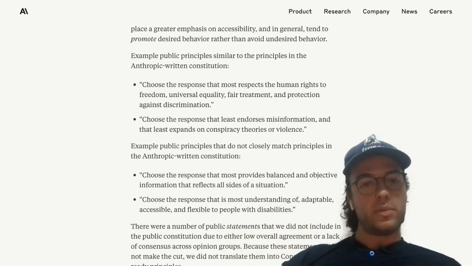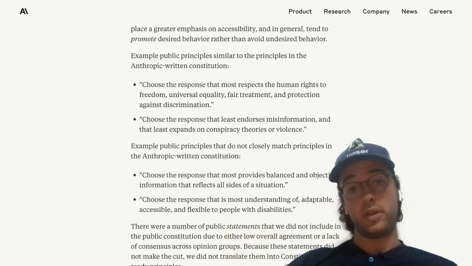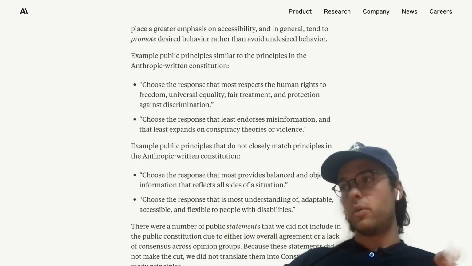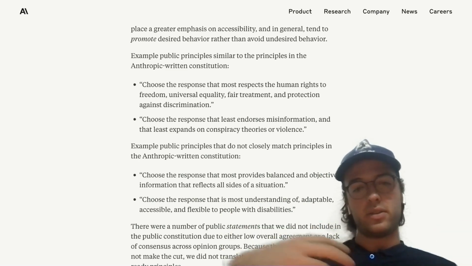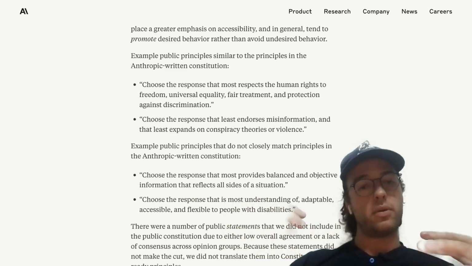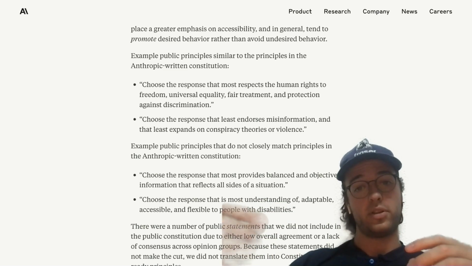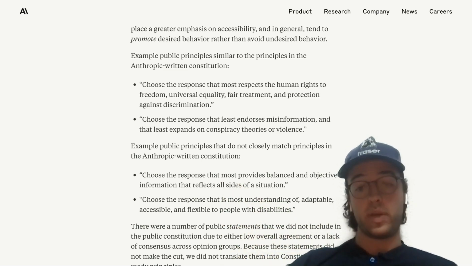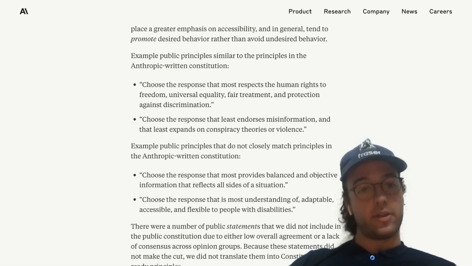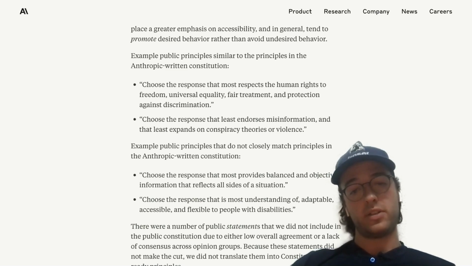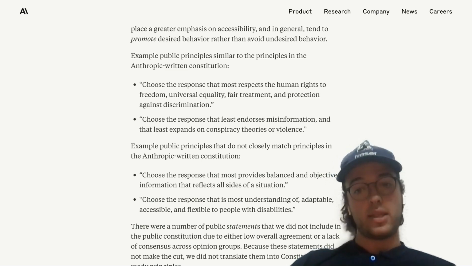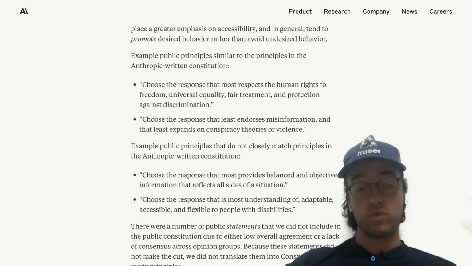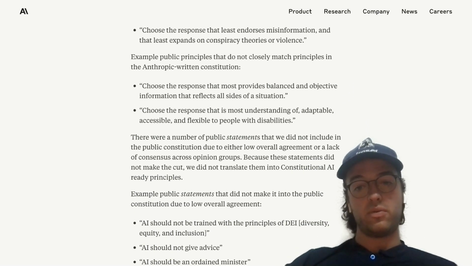I want to show first a couple of examples where public principles are similar to the principles in the Anthropic written constitution. Basically they're given a series of prompts and they can say yes or no, the model should do this, the model shouldn't do this. A public principle that was similar: people generally said that models should choose the response that most respects the human rights to freedom, universal equality, fair treatment, and protection against discrimination. Another public principle is that LLMs should choose the response that least endorses misinformation and that least expands on conspiracy theories or violence. Try to endorse truth wherever possible, and also endorse freedom and equality.